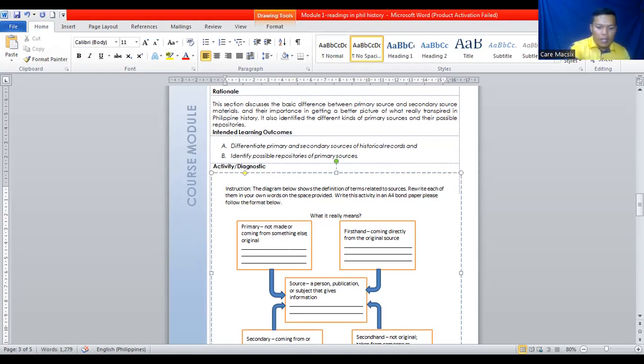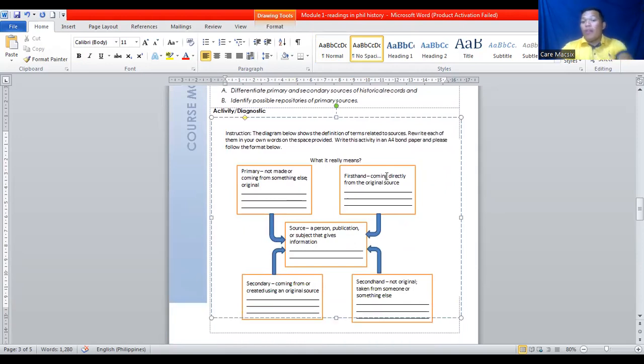Wrong spelling naman ni. And please follow the format below. So if you're going to write this in a A4 bond paper, you have to write like this. Okay? Inyo po sundon siya. Kung inyong i-print, dapat printed like this.